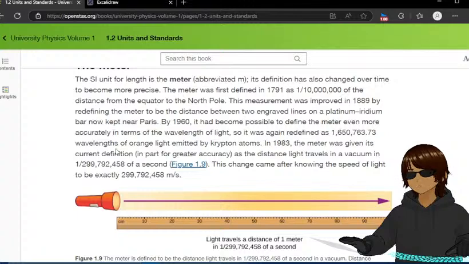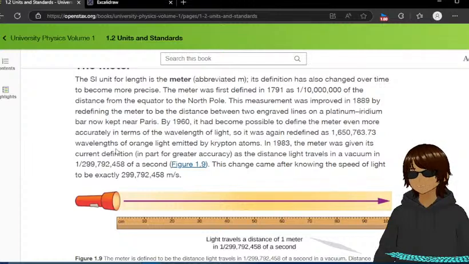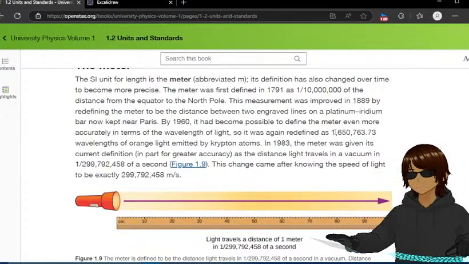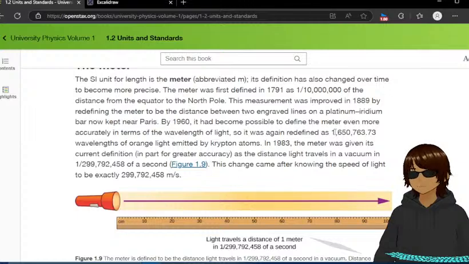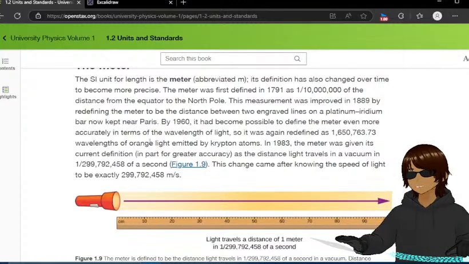The SI unit for length is the meter. Its definition also changed over time to become more precise. The meter was first defined in 1791 as 1 over 10 million of the distance from the equator to the North Pole. This measurement was improved in 1889 by redefining the meter to be the distance between two engraved lines on a platinum-iridium bar now kept near Paris. By 1960, it had become possible to define the meter even more accurately in terms of the wavelength of light, so it was again redefined as 1 million wavelengths of orange light emitted by krypton atoms. In 1983, the meter was given its current definition as the distance light travels in a vacuum in 1 over this many of a second. This change came after the speed of light was known to be exactly this much.